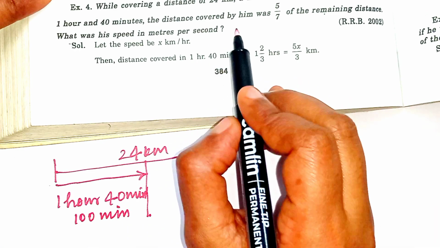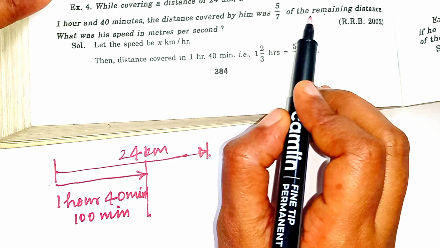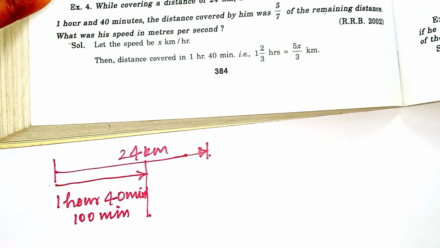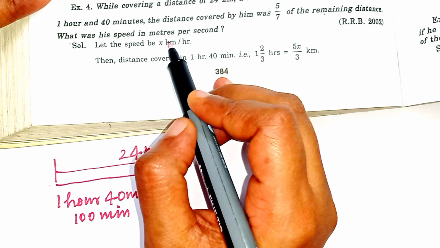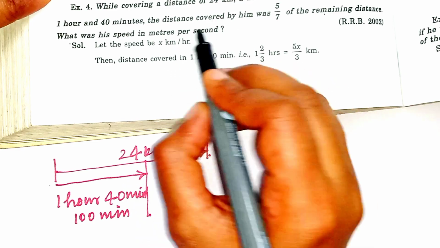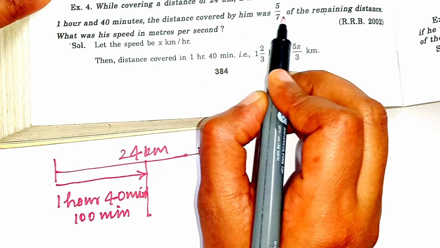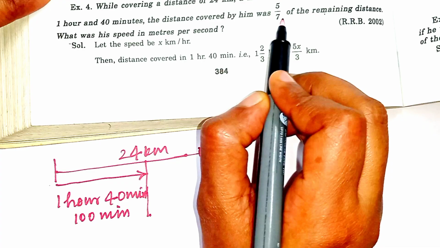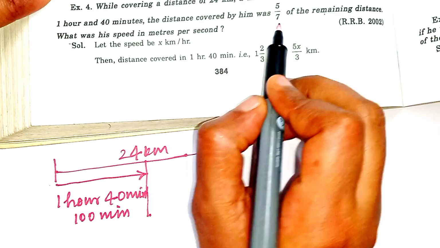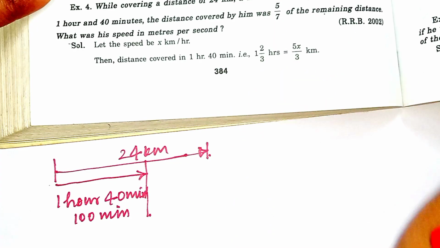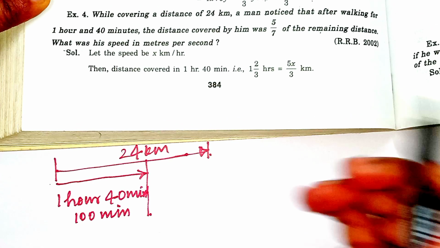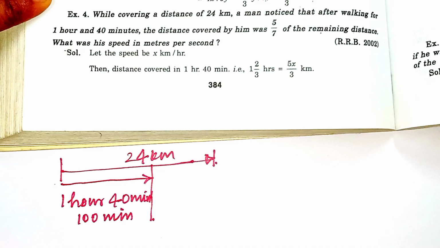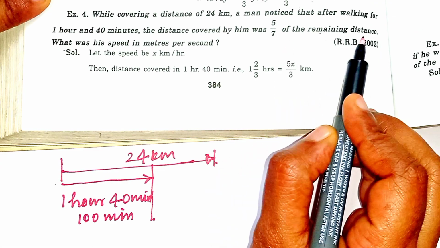The distance covered by him was 5 by 7 of the remaining distance. Here is a twist, and try to get the statement. The distance covered by him was 5 by 7 of the remaining distance. There was no reference to the remaining distance previously from the beginning of the question.